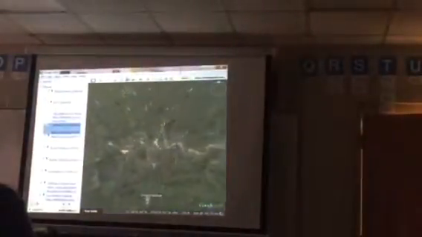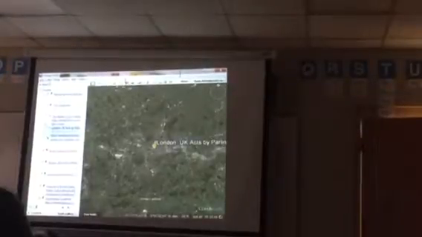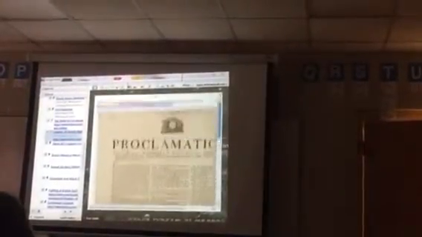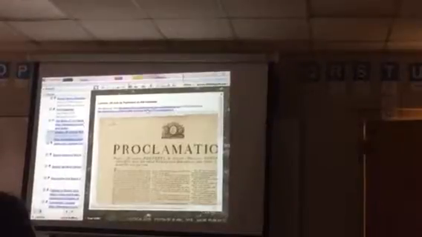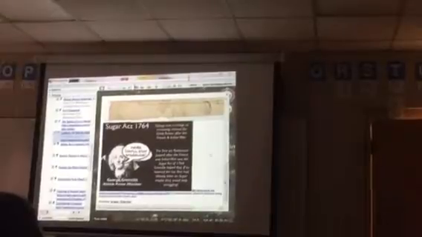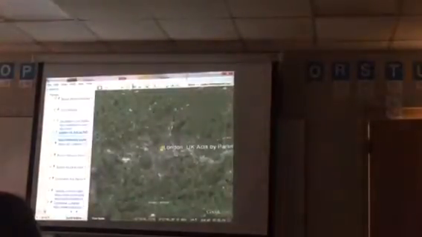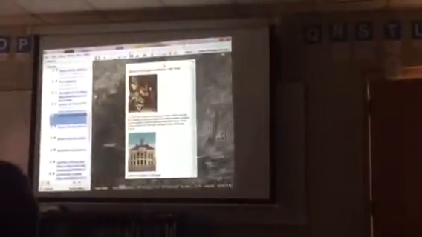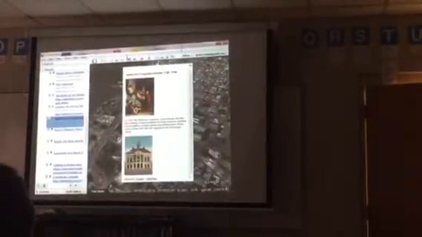We can fly over to London and see some of the acts of Parliament. We can look at the Stamp Act. We can look at the Proclamation of 1763. We can look at the Sugar Act. We go to the Stamp Act Congress and see the role they played.